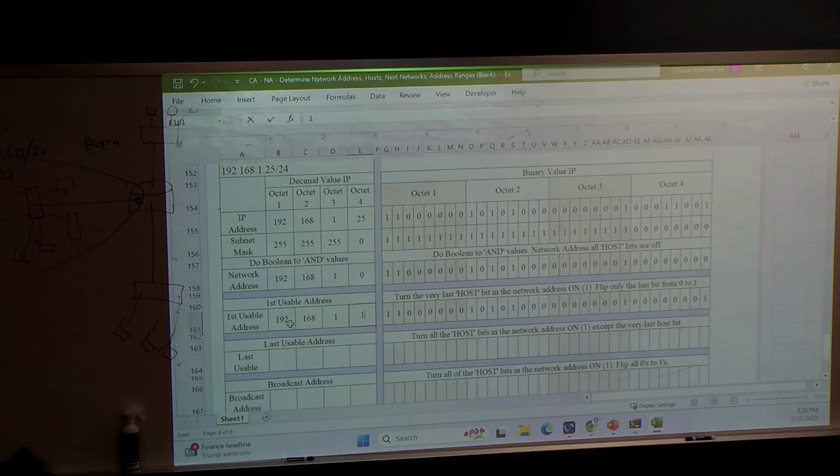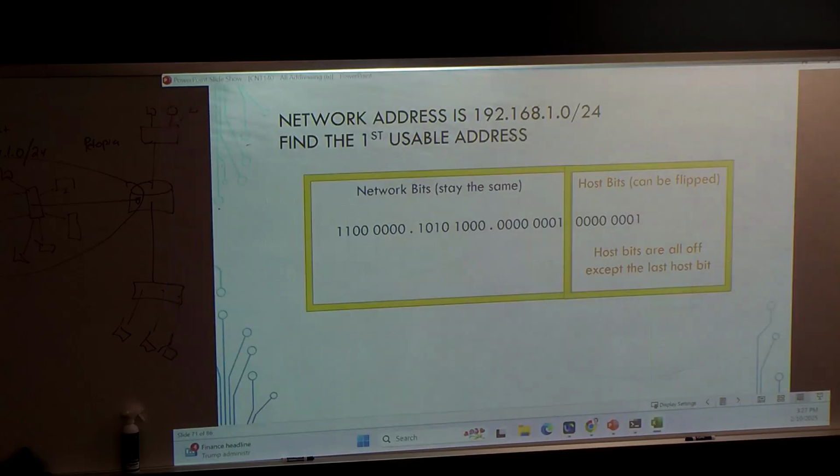192.168.1.1. Okay. Everybody got that part? You guys are handwriting, so tell me when it's okay to move ahead. I don't want to move faster than you're moving. You good? Okay. Now we're going to do the last usable address, right?